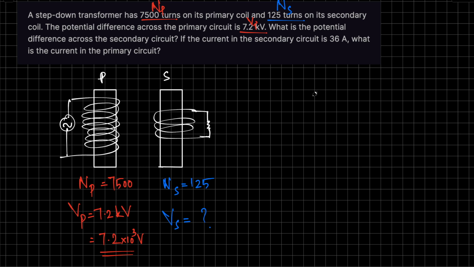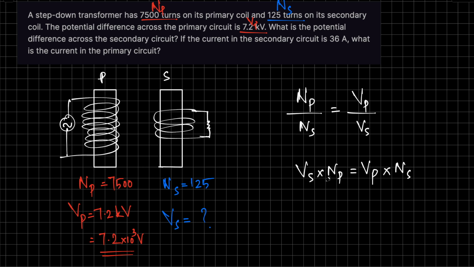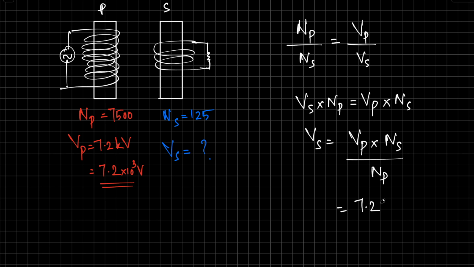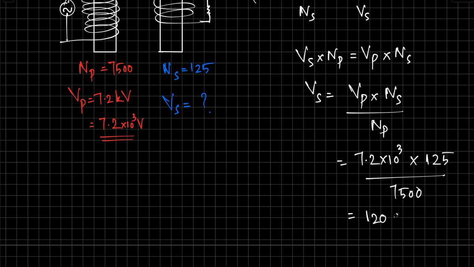Our equation, the number of turns is directly proportional to voltage. So NP over NS is equal to VP over VS. We need to find VS, cross multiply. VS times NP equals VP times NS. We need to find VS, so we need to remove NP from the left hand side. So divide with NP, VP times NS over NP. VP is 7.2 times 10 to the power of 3, NS is 125, NP is 7,500. 120 volts.